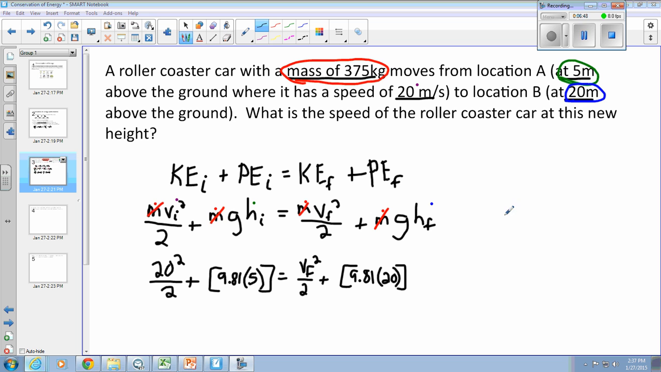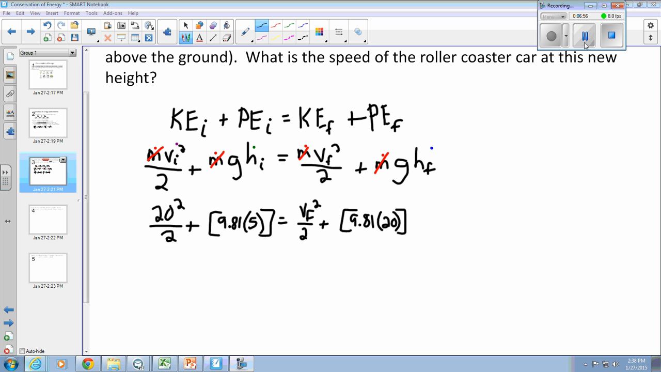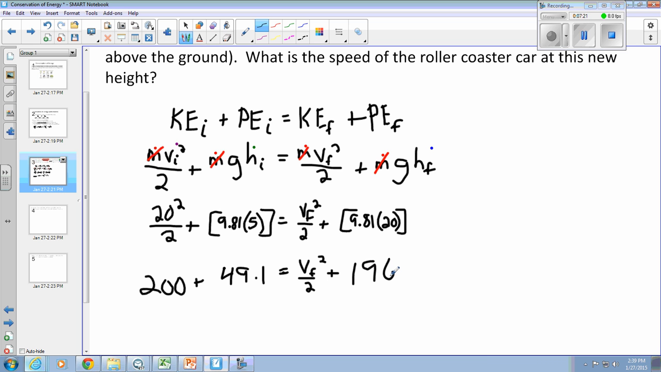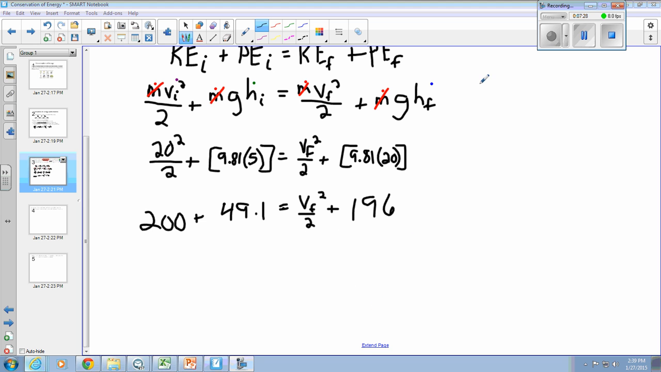Plugging in the numbers looks like this. And now it's just a matter of solving. 20 squared is 400 over 2. That's going to be 200. 9.81 times 5 is 49.1. VF squared over 2 stays. Plus 9.81 times 20 is 196. And do the math to solve for VF.